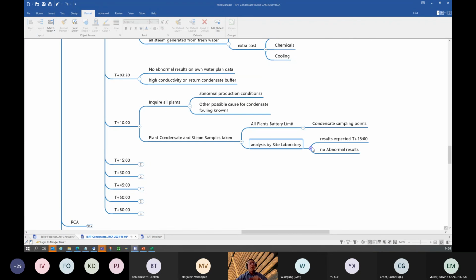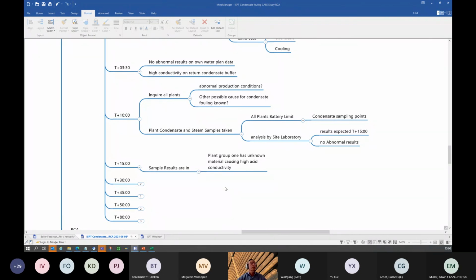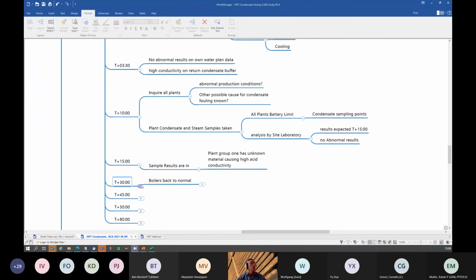We have a site laboratory that is running 24 hours each day for processing, quality testing, etc. But to do the complete test, they would need some time. They needed 5 hours to do that. But also there, no specific results, except one plant group has an endo material causing high acid conductivity. So that's the plant group that we started to check more on.